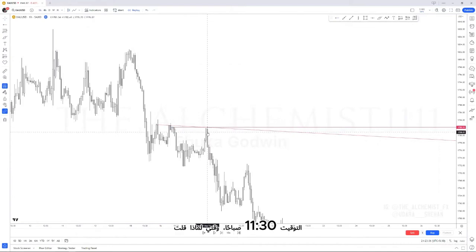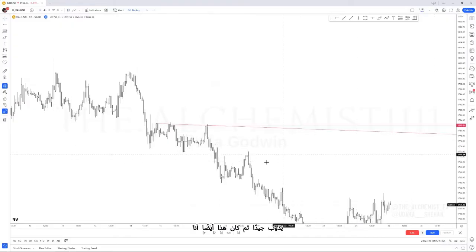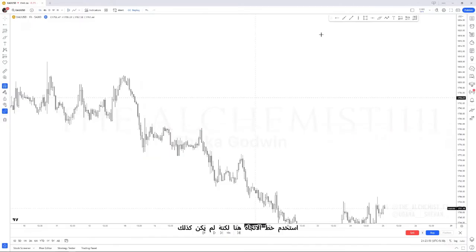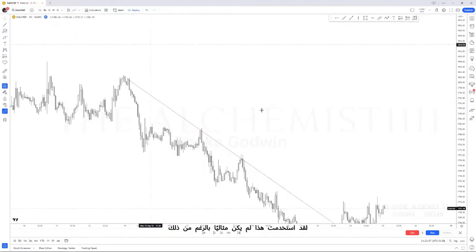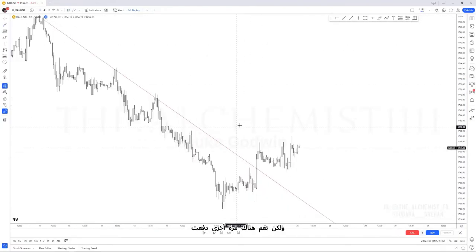Can you see the timing? 11:30 a.m. my time. What did I tell you? At 11:30 a.m. we have London kill zone, right? So right at London kill zone, look at that. Taps, melts. And then this one, I also used the trend line here, but it wasn't perfect. But still, let me show you what I used. I used this. Wasn't perfect though, but once again, it pushed price down.